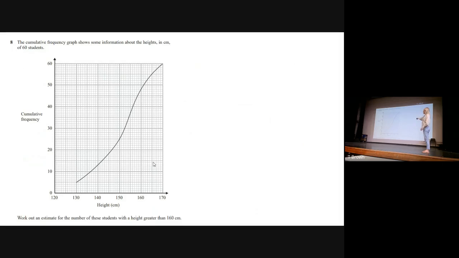So they're all in order from the smallest to the biggest, and we can draw loads of conclusions. If I wanted the median, we know that the median's in the middle. There are 60 people here. The median is 30, that's the middle. So we go across, hit the graph, go down. So my median would be 152.5. So on average, that's how tall these people are.